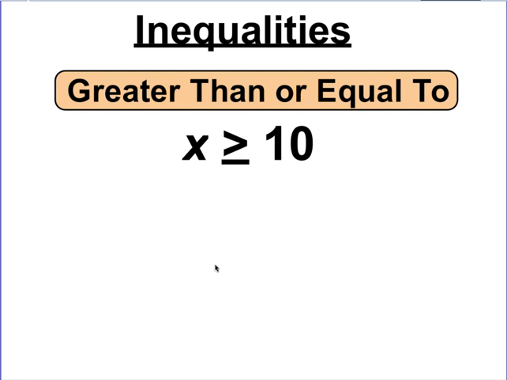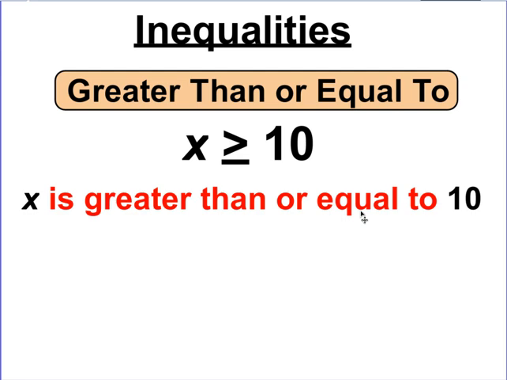It can be 10.00001. It can be 11, 12, 13, 14, 15, 16. But this line that goes underneath the greater than sign allows x to be exactly 10 also. So the difference between this inequality and just the greater than inequality is that part of the solution set, or the numbers that x can be, includes 10 here.